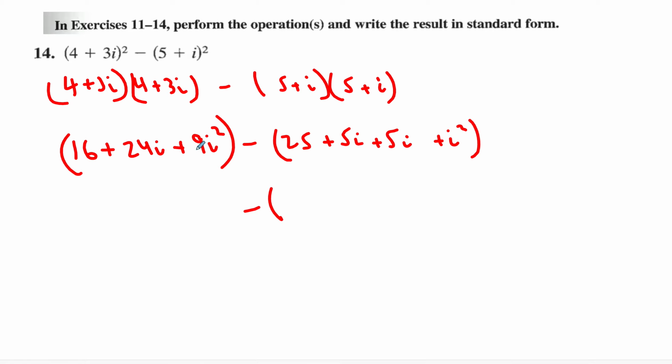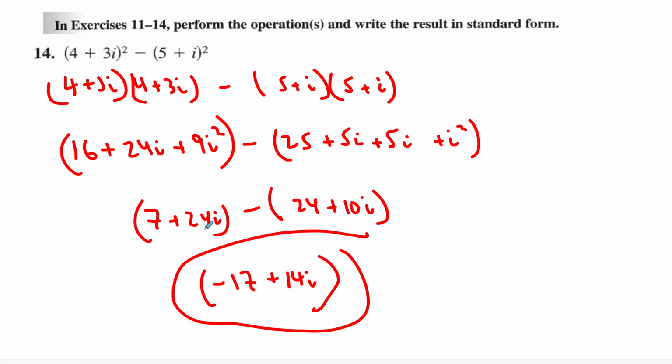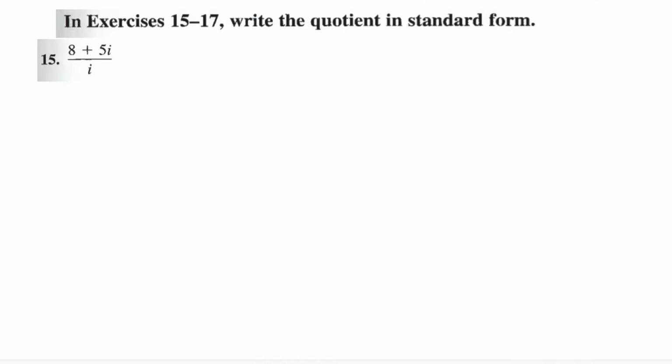So it changes sign. 16 minus 9 is 7 plus 24i minus 25 minus 1 is 24 plus 10i. So 7 minus 24 is negative 17. 24 minus 10 is 14i. That's your final answer.